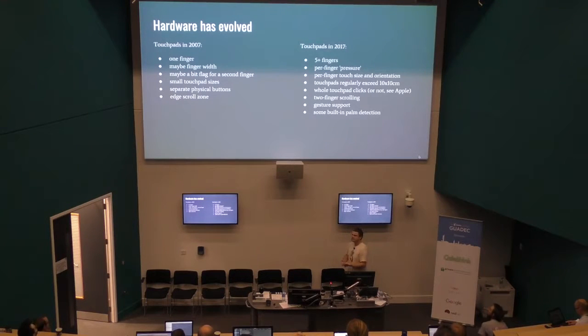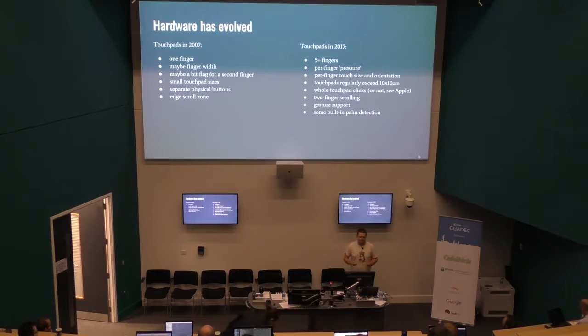One of the reasons is hardware keeps evolving. More subtly than other hardware because you don't see a lot of specs, but the touchpad in 2007, 10 years ago, was able to detect one finger. If you were lucky, it would detect things like finger width, or it would have a flag to say there's a second finger down. Touchpads were relatively small. They had separate physical buttons that you could click and detect. Sometimes they had an edge scroll, and so on and so forth.